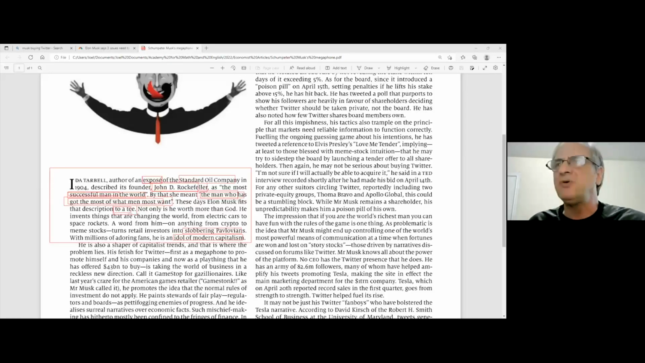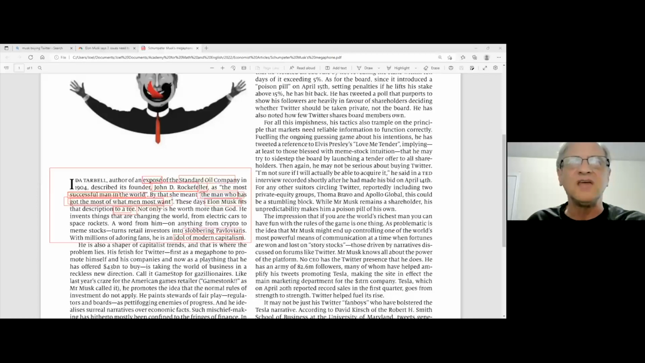So Vincent, this isn't one of the vocabulary words, but have you ever heard the expression "fits to a T"? Do you know what that means? Like very close. Yes, exactly. Fits very well. So that description that was used for John D. Rockefeller also fits Elon Musk, the man who gets the most of what most men want.